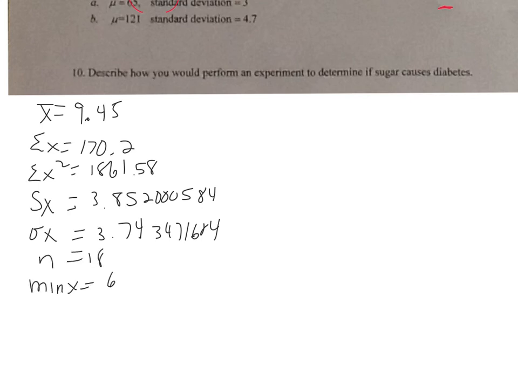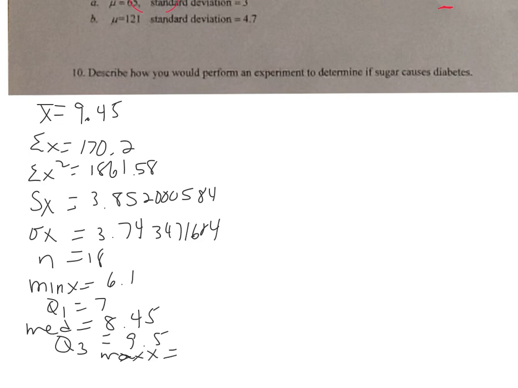Min X is 66.1, which is the smallest number you plugged in. Quartile 1 is 7. That's the 25th percentile. The median, which is the second quartile, 50th percentile, is 8.45. Quartile 3, which is the 75th percentile, is 9.5. And your max X, sorry, ran out of room, is 21.5, which is the largest piece of data you plugged in.